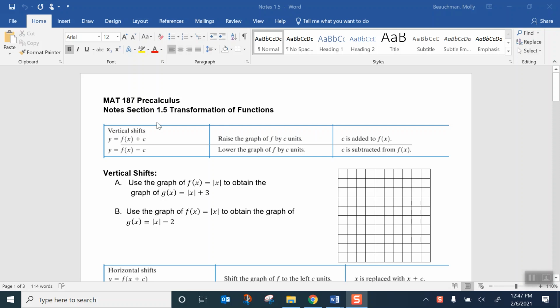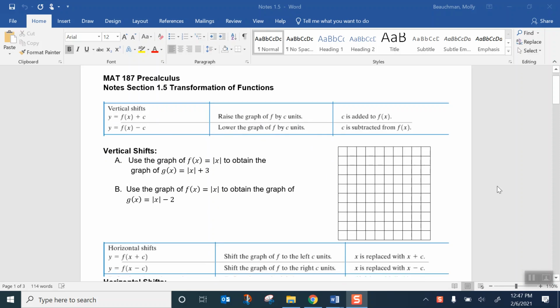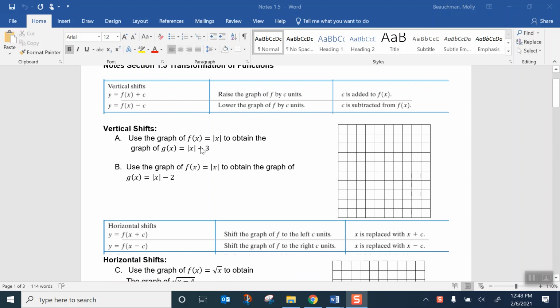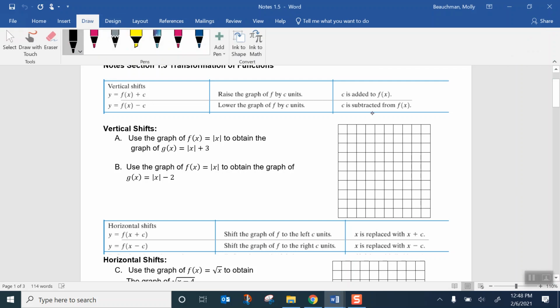So the first thing we're going to take a look at in transformations is a vertical shift. If you take y equals f of x plus c, that raises the graph of your function by c units. If you take f of x minus c, that lowers your graph by c units. So how this works for a vertical shift, use the graph of f of x equals the absolute value of x. So you know from your toolkit functions that the absolute value of x looks like a V shape.